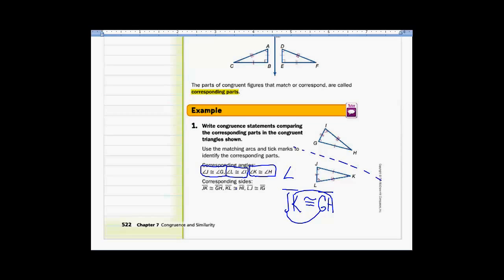Okay? KL matches up with HI. Notice how I put KL and which point matches up with K. It would be HI. All right, make sure they're in the same order. LJ corresponds to IG. LJ, which one up here corresponds with L? That's the one I started with. It would be IG. All right? Okay. Moving on.